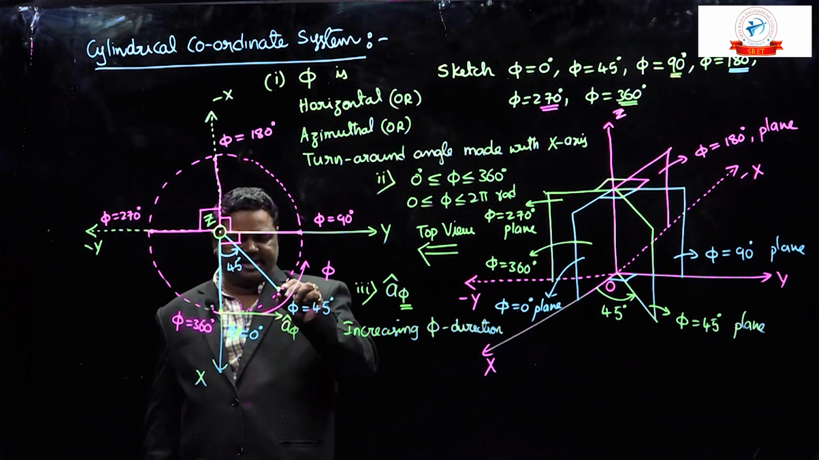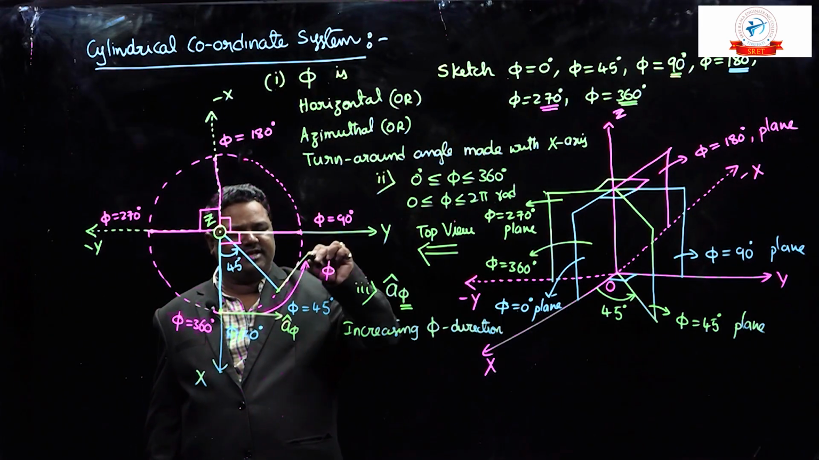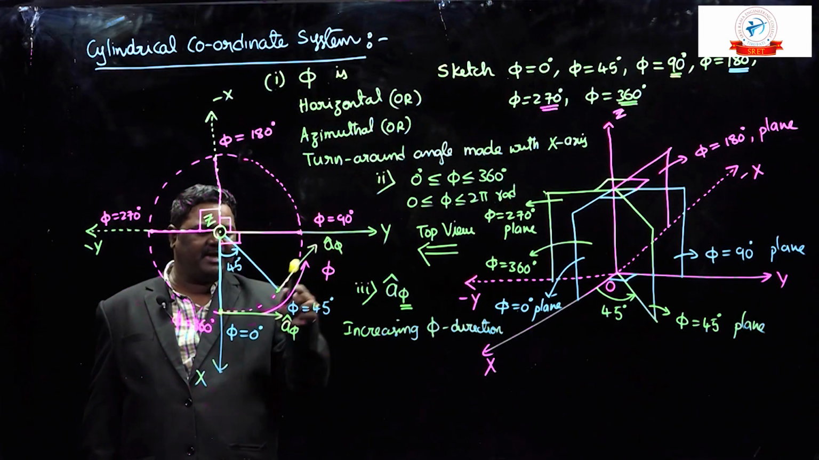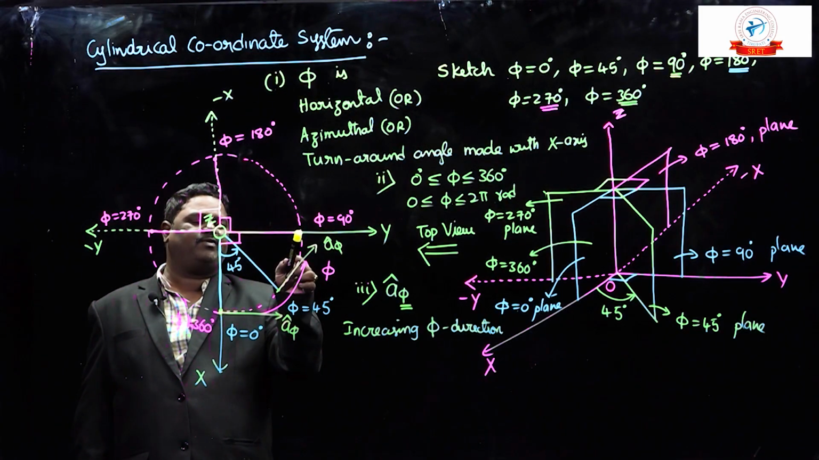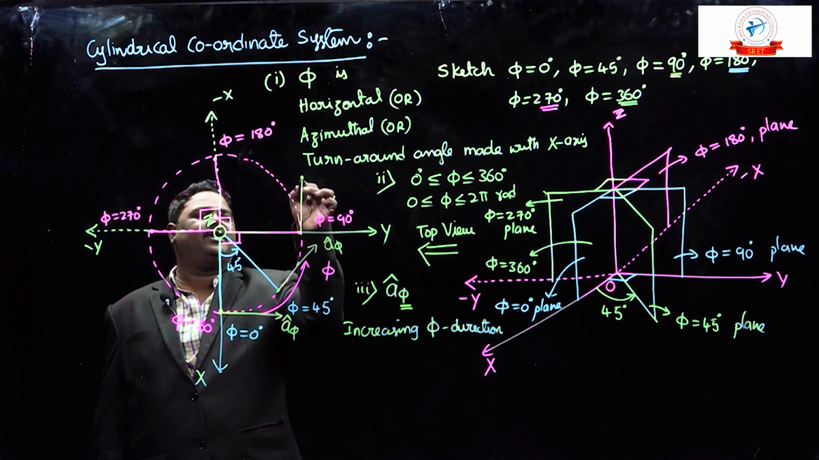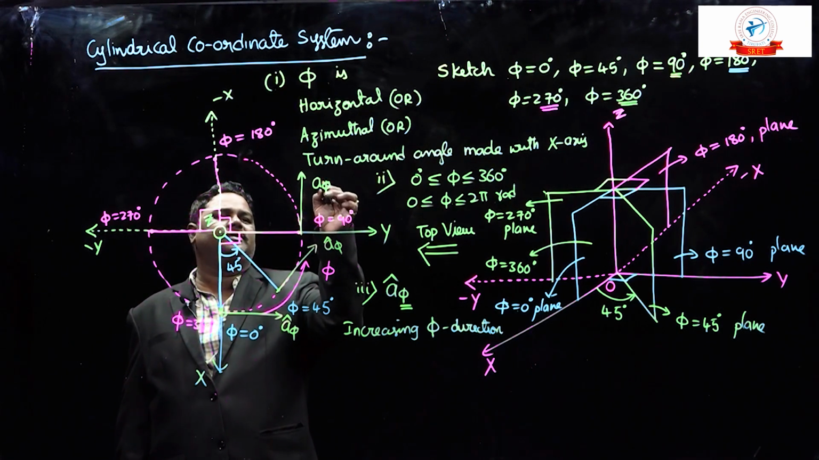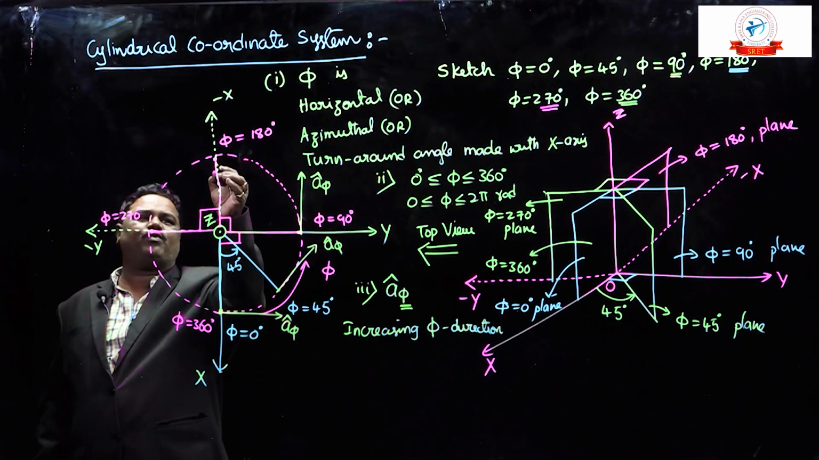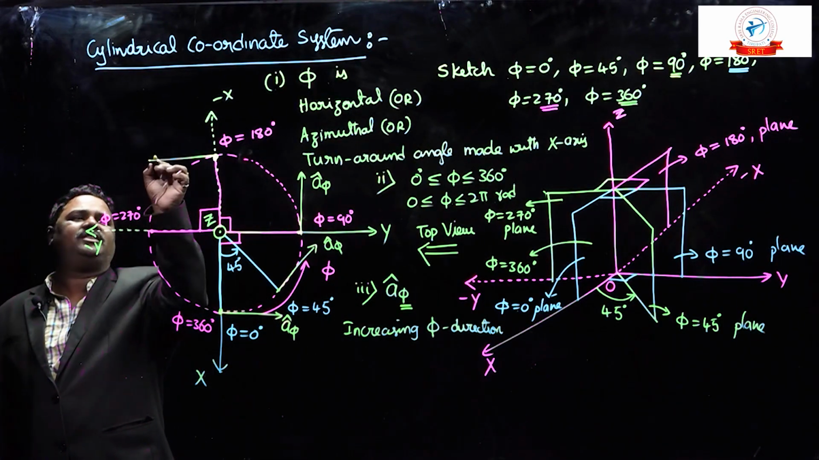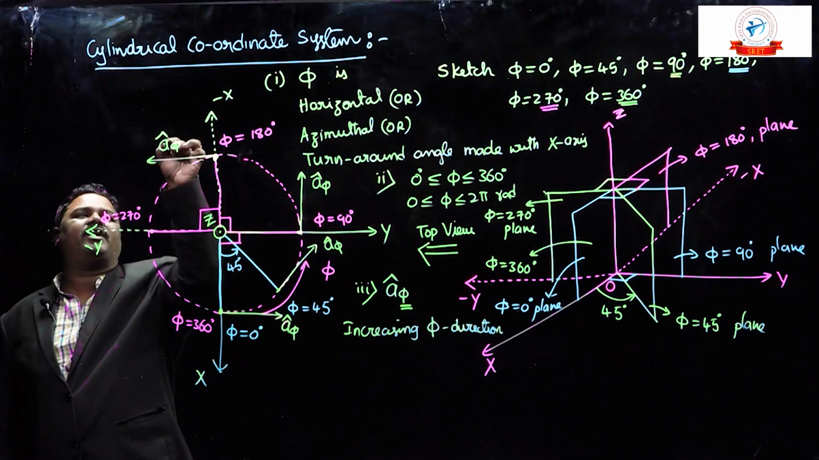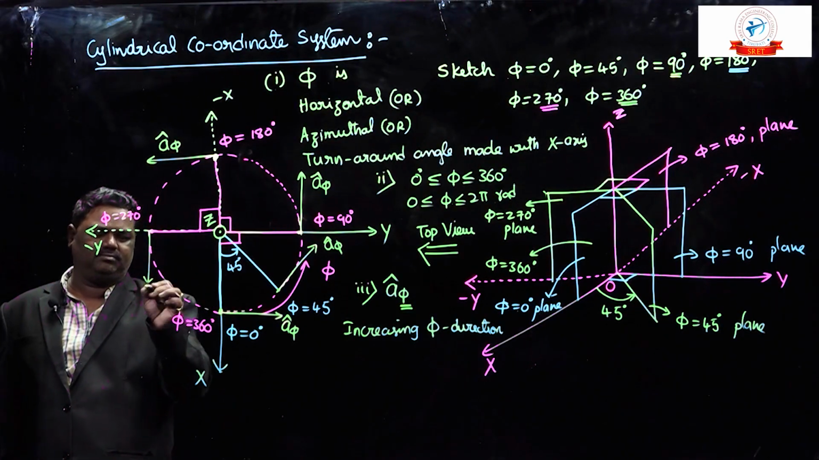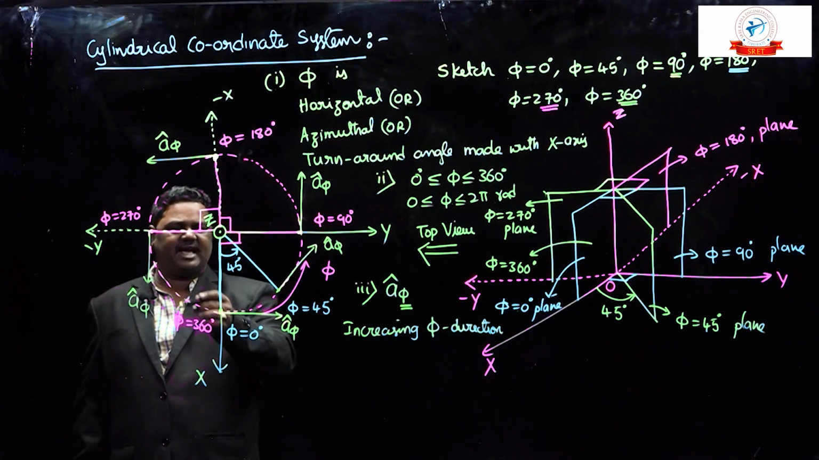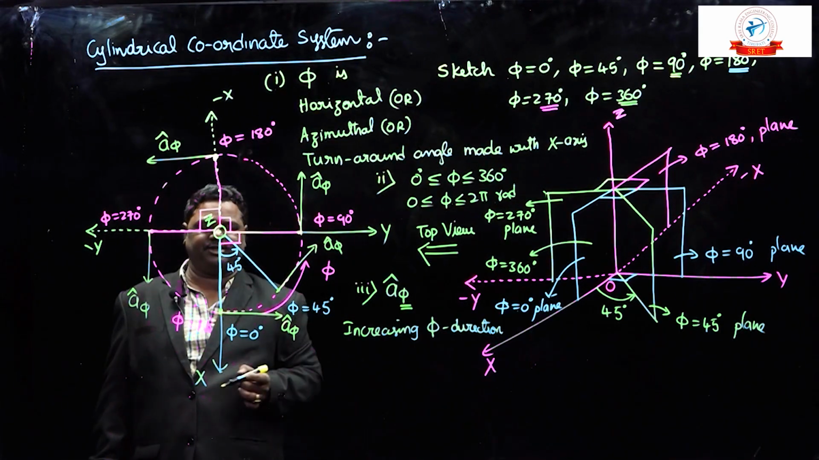If you want the phi direction at this point, draw the tangent for the increasing phi curve. That gives the A phi cap direction at this point. So wherever you require the phi direction, draw the tangent at that point for the increasing phi curve. That gives us the A phi cap direction. Like this we can sketch the A phi cap direction.